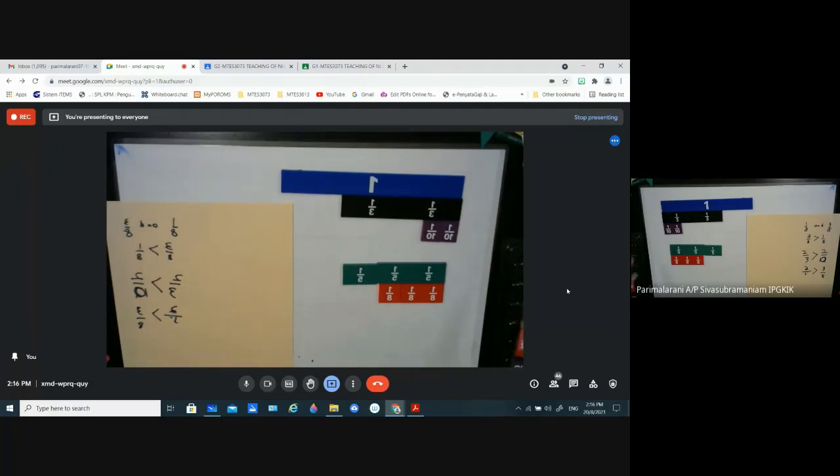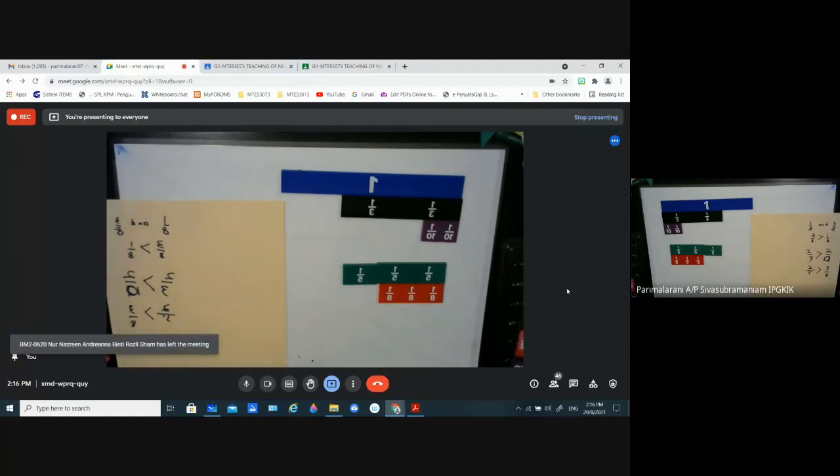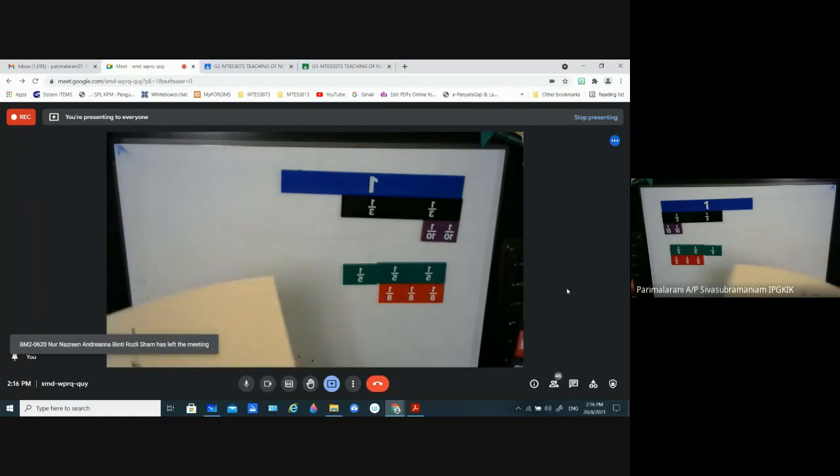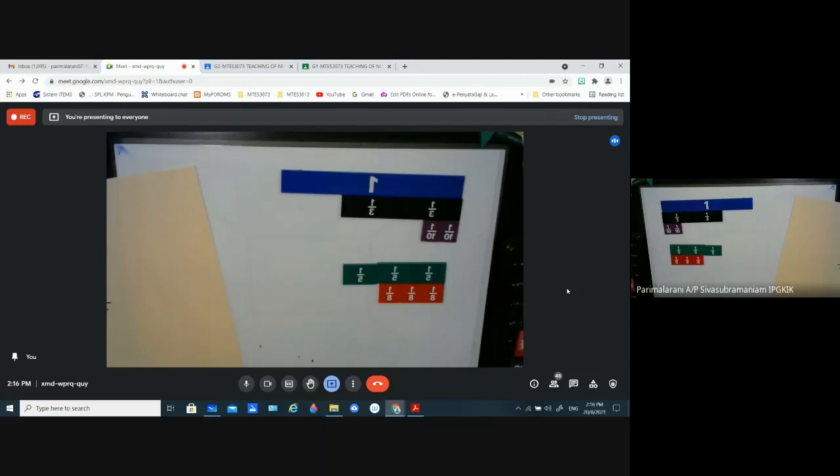Students themselves will come up with a rule. Okay, so that is the reason we need to use this kind of manipulatives. So the next step, just now earlier we compared fractions with same denominator. Now we have compared fractions with same numerator.